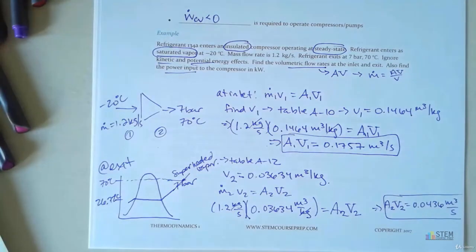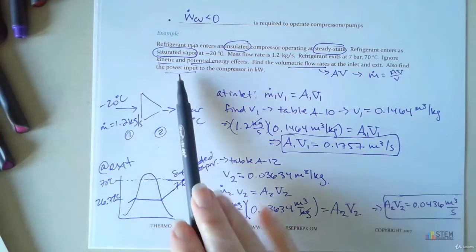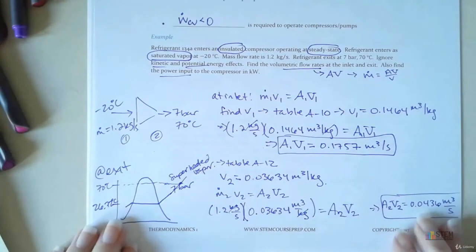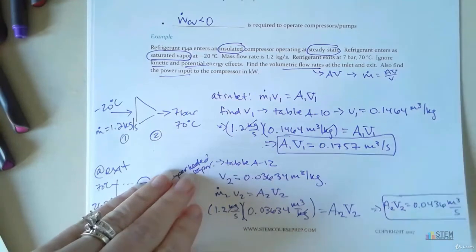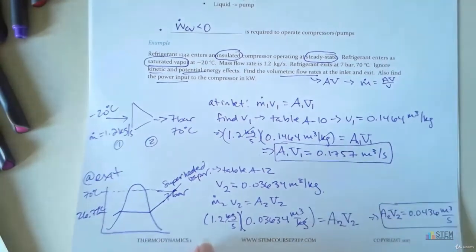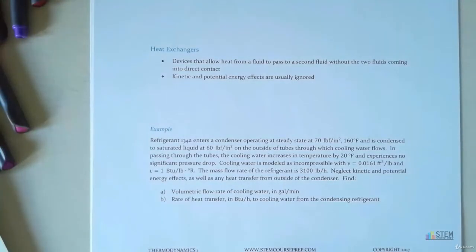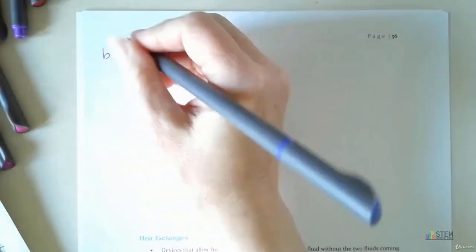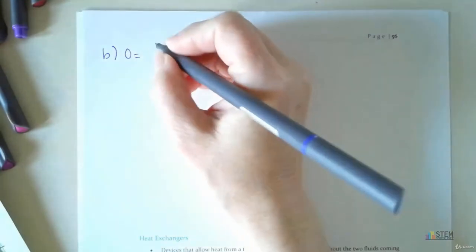Now we have one more part to do. And this last part, we need to find the power input to the compressor. Now remember, in order for a compressor to work, you have to have this thing plugged in. Something's got to be causing all of this to happen. So we need to figure out what the power input is going to be. Let's work on that. For this part, we're going to use our energy balance equation.